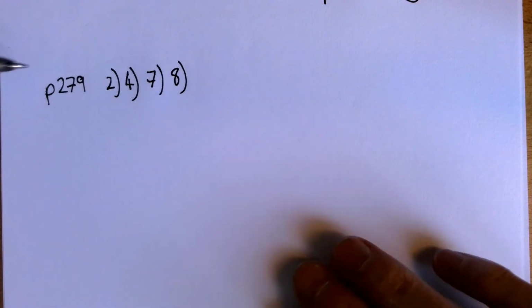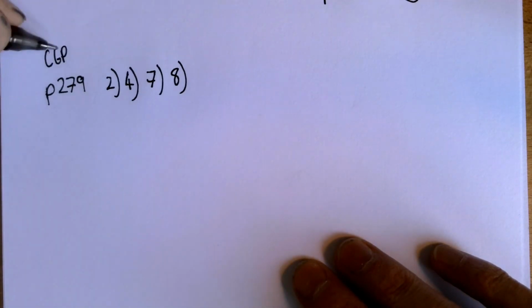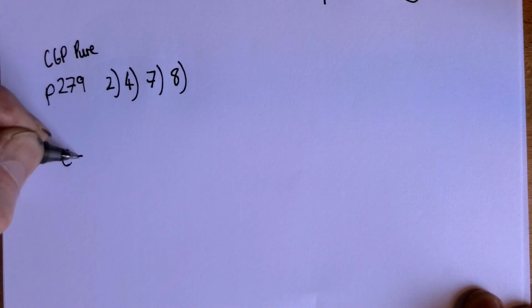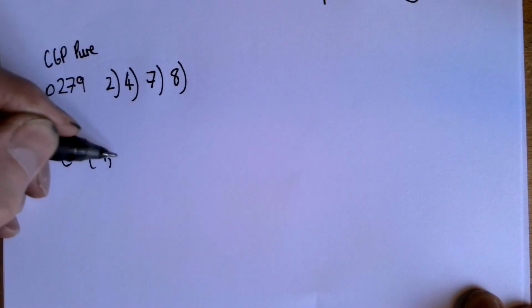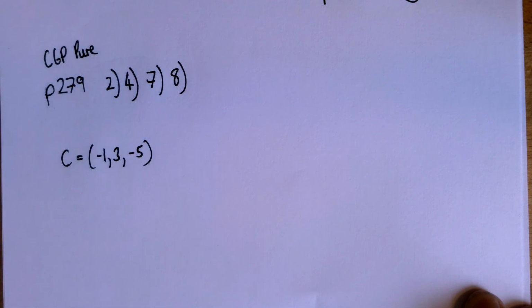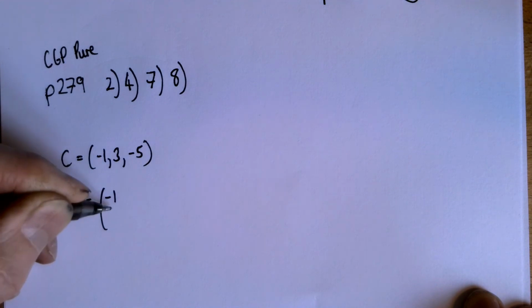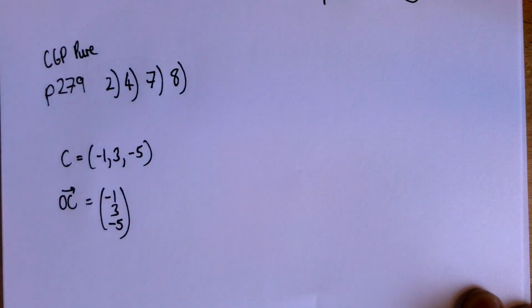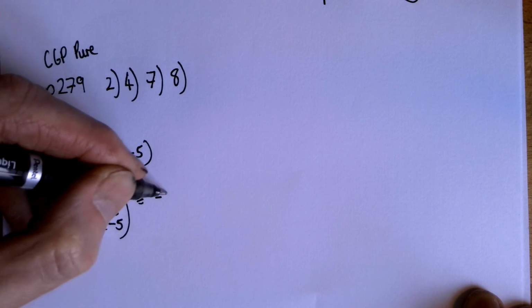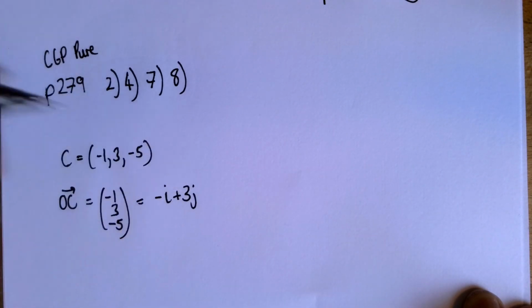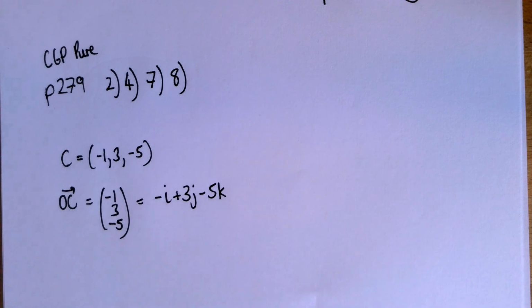So here's some practice from the new CGP book. This is the CGP Pure book, vectors features in both pure and mechanics. Just a point, they often use 3D coordinates. So if they say that there's a point C with the coordinates -1, 3, -5, that means that the vector OC is -1, 3, -5, or it could be written as -i plus 3j minus 5k.